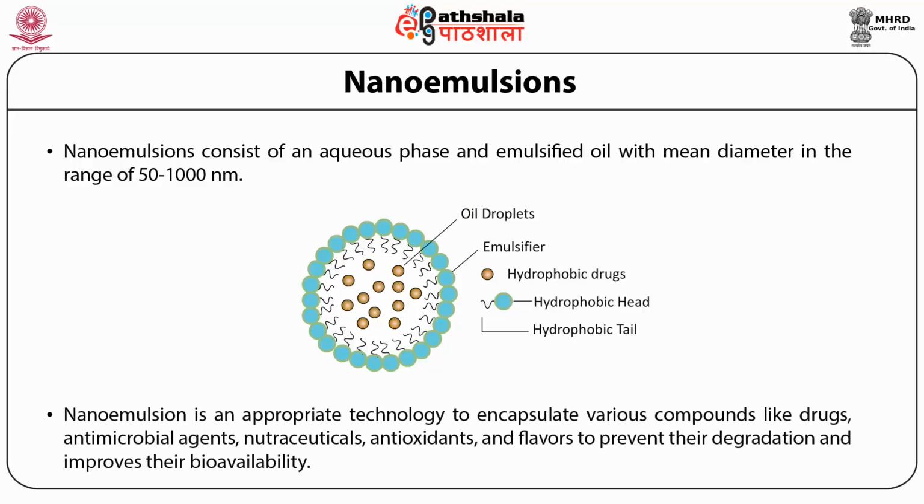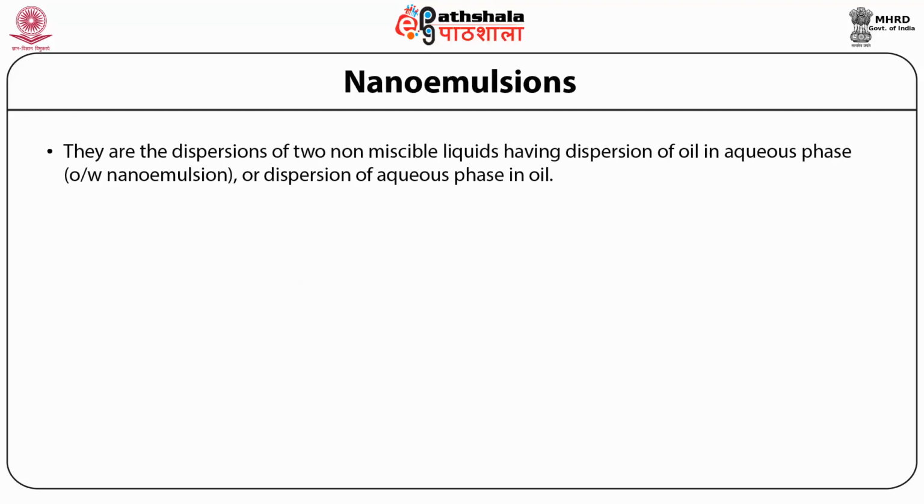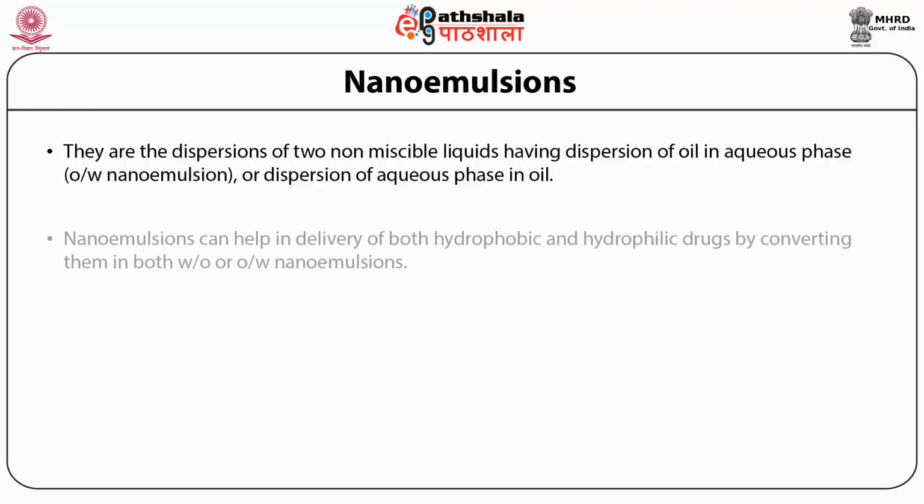Nanoemulsion is an appropriate technology to encapsulate various compounds like drugs, antimicrobial agents, nutraceuticals, antioxidants, and flavors to prevent their degradation and improve their bioavailability. They are dispersions of two non-miscible liquids, having dispersion of oil in aqueous phase, oil in water nanoemulsion, or dispersion of aqueous phase in oil, water in oil nanoemulsion. Nanoemulsion can help in the delivery of both hydrophobic and hydrophilic drugs by converting them in both water in oil or oil in water nanoemulsions.